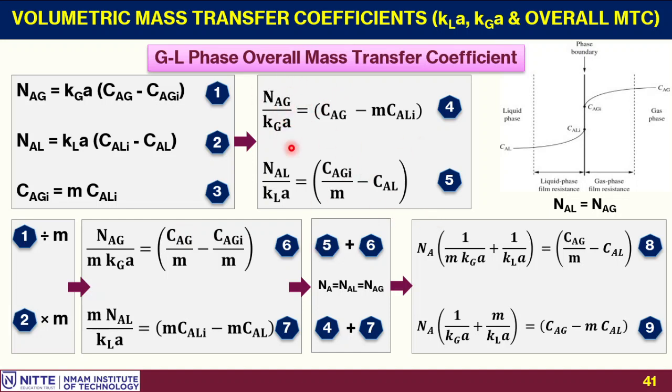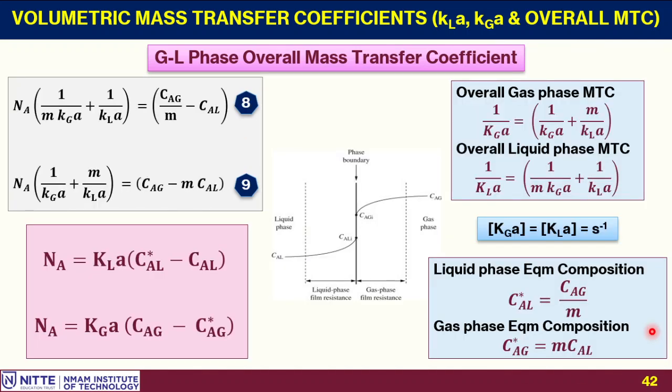So that is equation number 8 here. It is 1 by kLa plus 1 by m kGa, that will be equal to CAG by m. This CAG by m gets cancelled here. This term gets cancelled, this term also gets cancelled. Minus CAL, that remains. Equivalently, equation number 9 also you get. Now, these two equations, let me carry it forward so that I can relate some more things here.